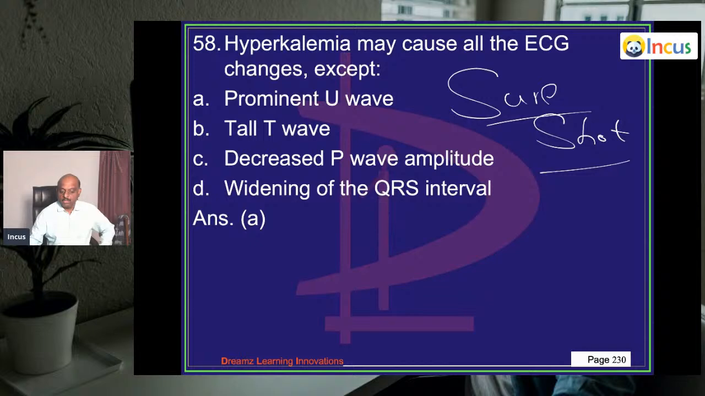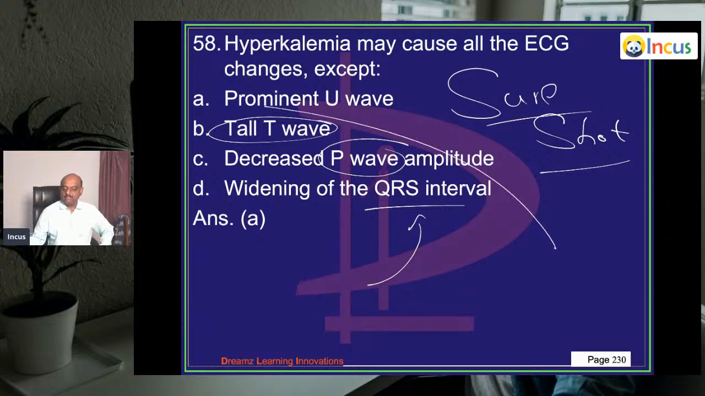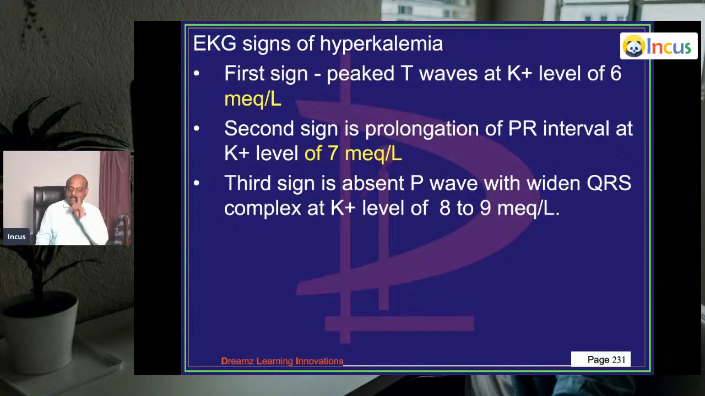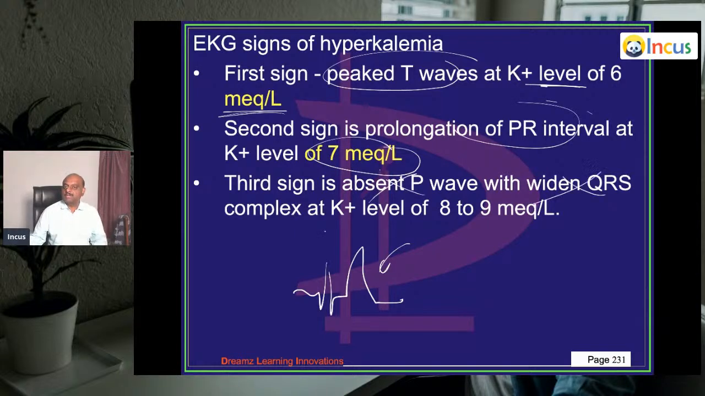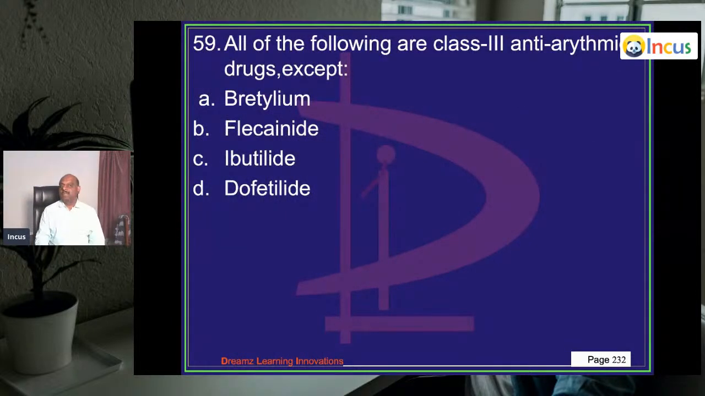So, tall T waves, decreased P amplitude, widening of the QRS interval. Typically, they are the features of hyperkalemia. So, first sign always is P, QRS, T. Peaked T waves, potassium level of 6 milliequivalents. Prolonged PR interval, potassium is 7. Absent P waves with widened QRS, the moment potassium goes to 8 to 9 milliequivalents per liter is what you should remember.